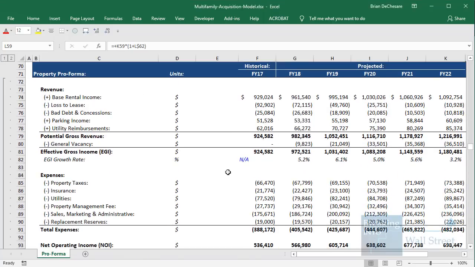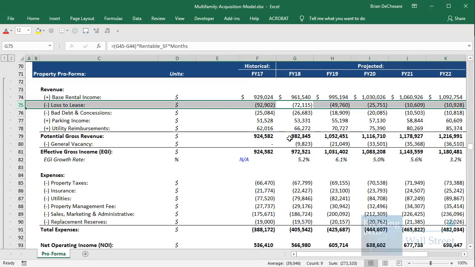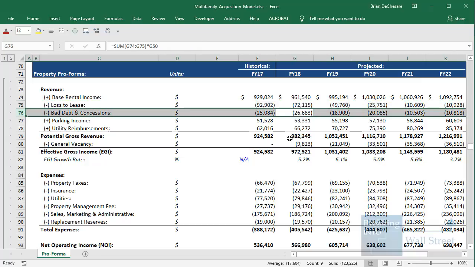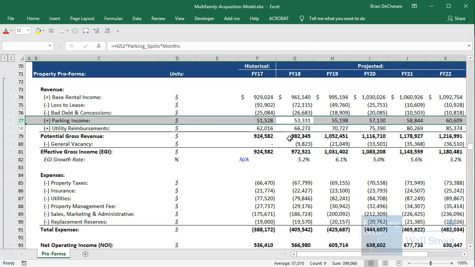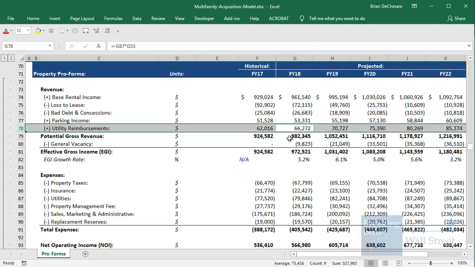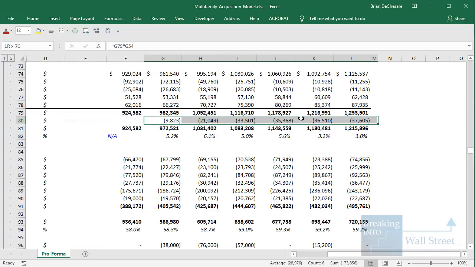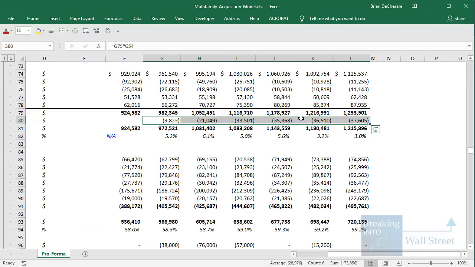So for our pro forma, we start with our base rental income, our potential rental income at the top as always. Loss to lease shows us what we're losing because of that discount to market rents. Then we have our concessions and bad debt. So tenants not paying, tenants getting free months of rent and so on. We get some income from parking spaces. Tenants reimburse us for some portion of their utilities. And then we have general vacancy. So spots, units that are unoccupied and that we have no plans to occupy with tenants in the near future.